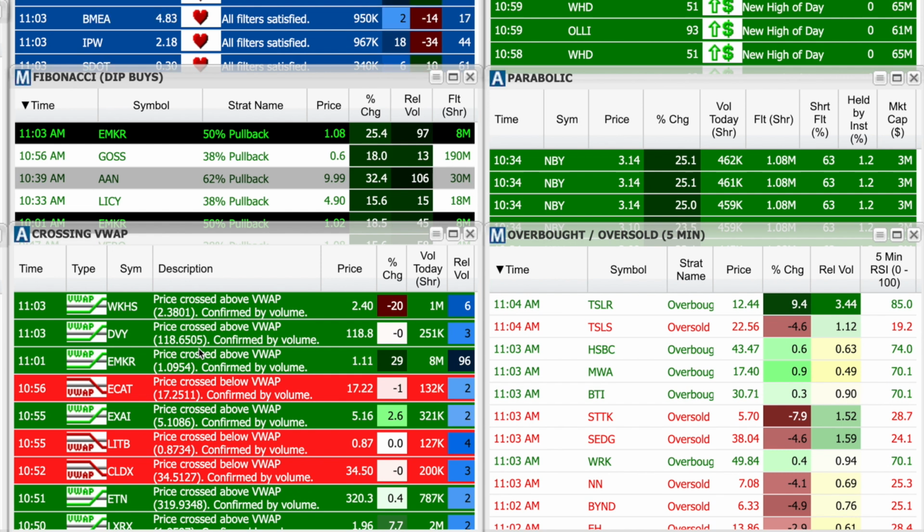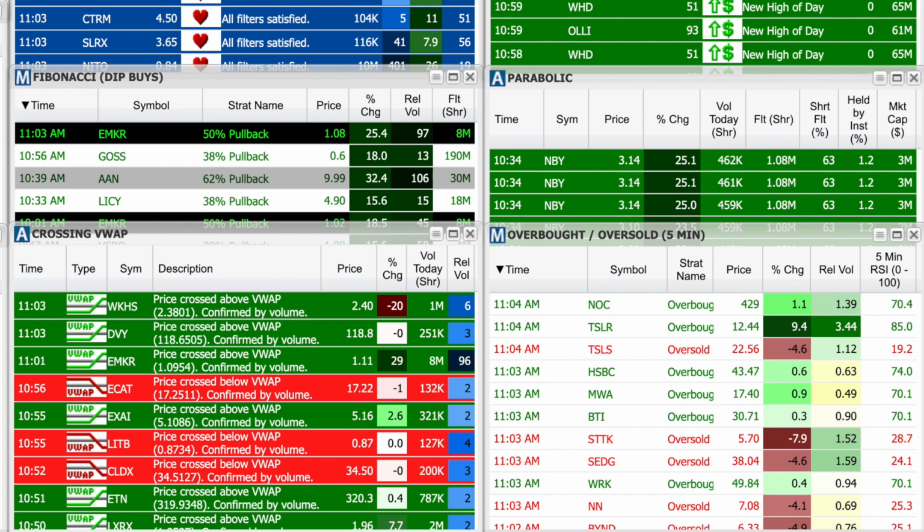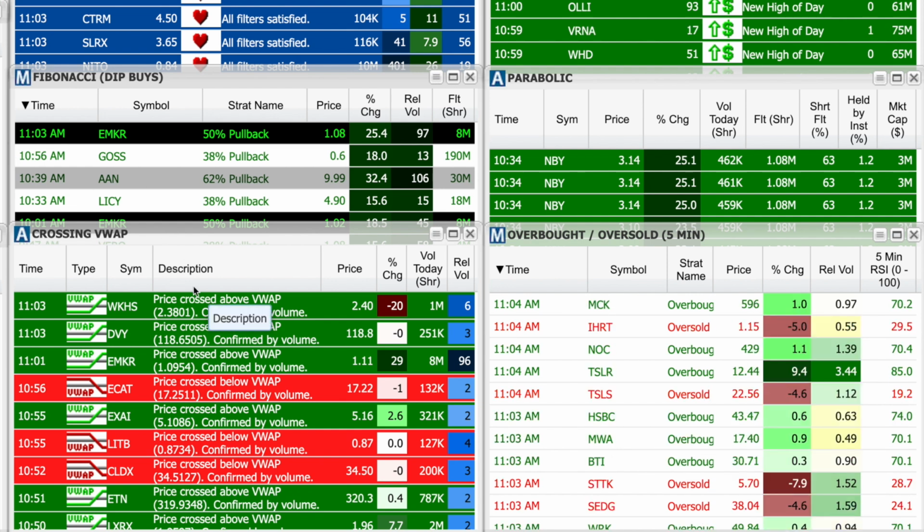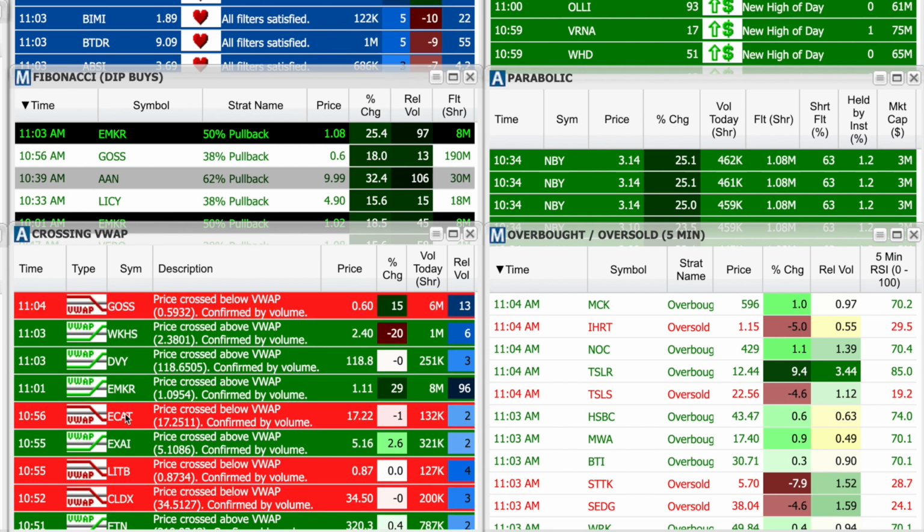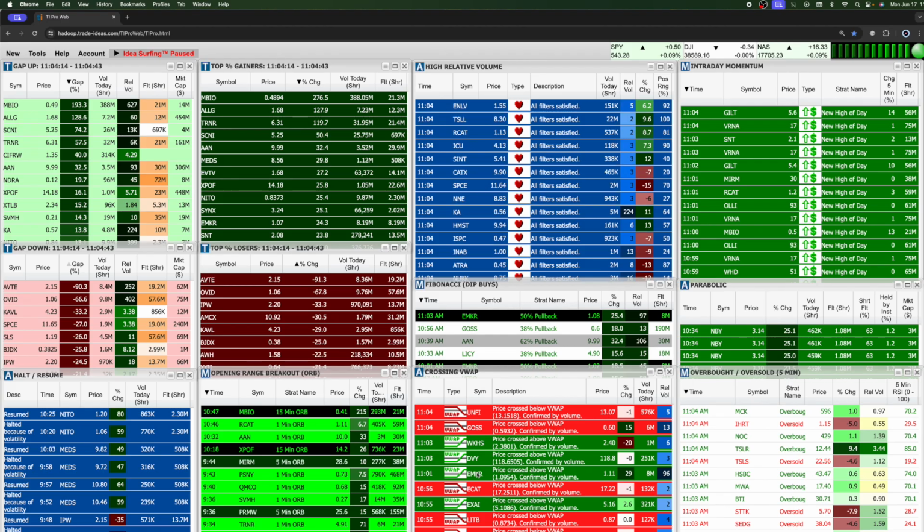So you can keep either a mental note or a physical written down note of the stocks that were moving in the earlier session of the morning, right around the market open, and then look for those stocks here on the crossing VWAP scanner later in the morning or later in the afternoon for a potential trade back up to the highs. Okay, so that is kind of the basis of how I use every single one of these scanners here.